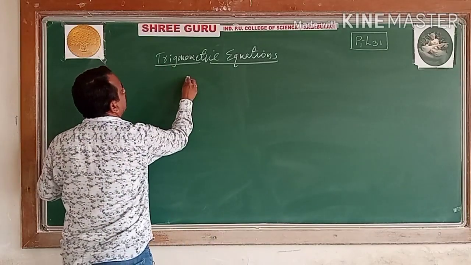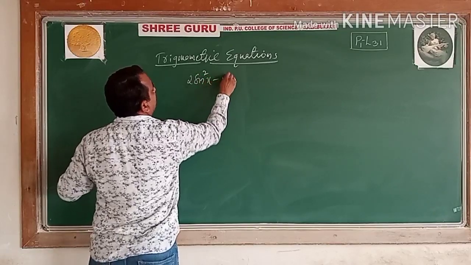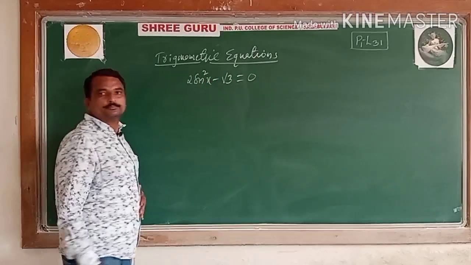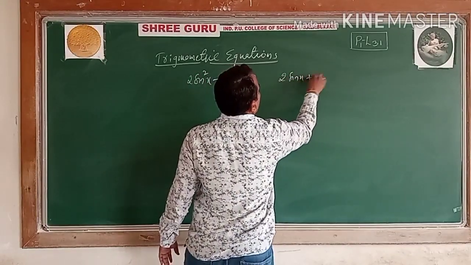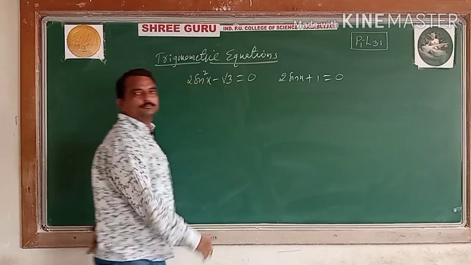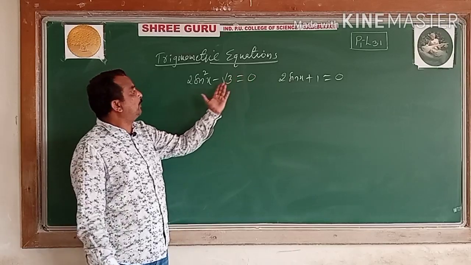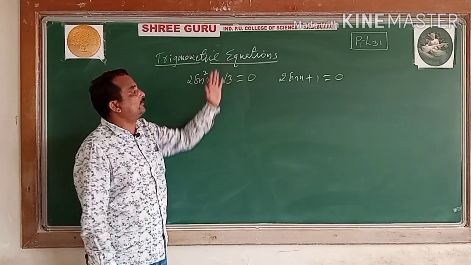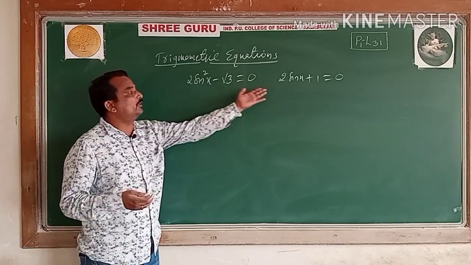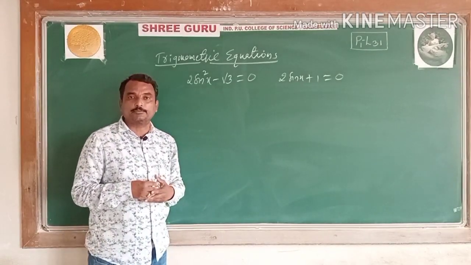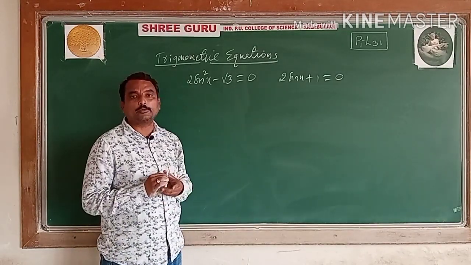For example, 2 sin square x minus root 3 equal to 0, whatever it may be. 2 sin x plus 1 equal to 0, or cos x. An equation which involves the trigonometric functions of variables is called a trigonometric equation. Here in this section we will find the solutions of the trigonometric equations.